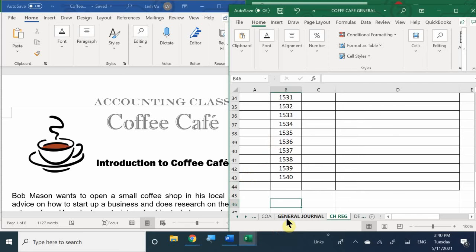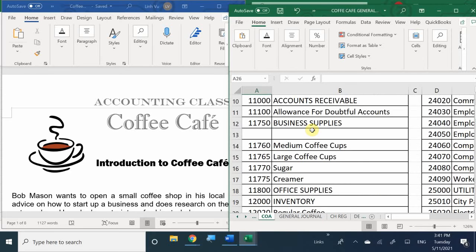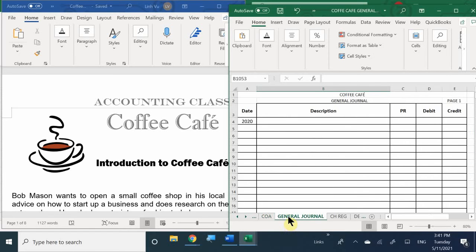Now, of course, if you're using the Word file, I would recommend you just print out your chart of accounts so you can have that on the side and look at it. Then you don't ever need to have the chart of accounts open as a file. If you already printed out a copy, you can just use that to help you properly journalize your transaction. Okay, so we're going to be looking at the accounting cycle.